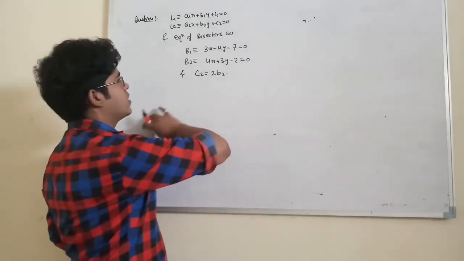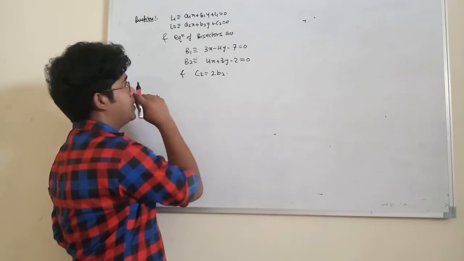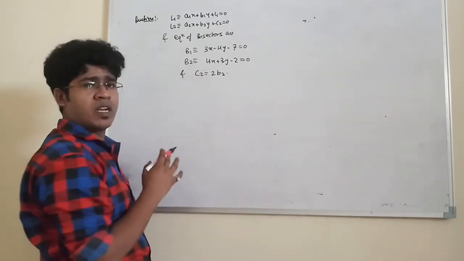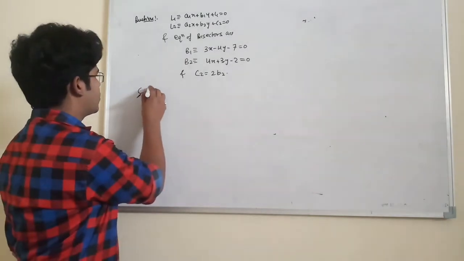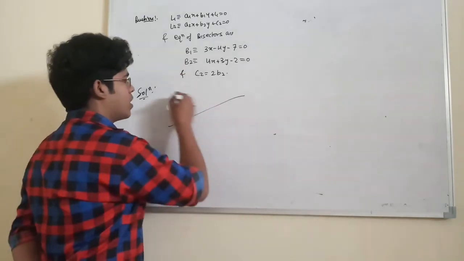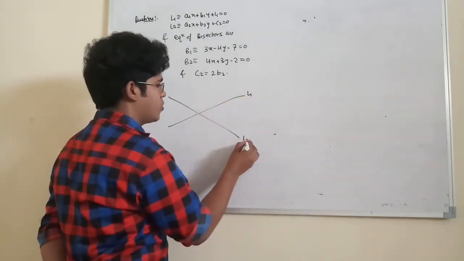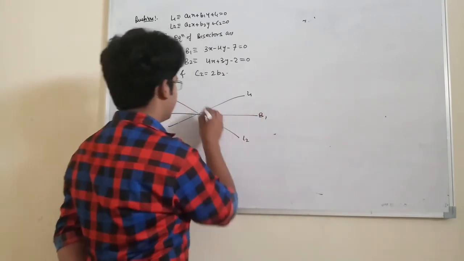We have to find which one is the acute angle bisector and which one is the obtuse angle bisector. So let us try to solve this question. This is given, let us draw a rough figure. This is L1, this is L2, right? Suppose this is B1 and this is B2.